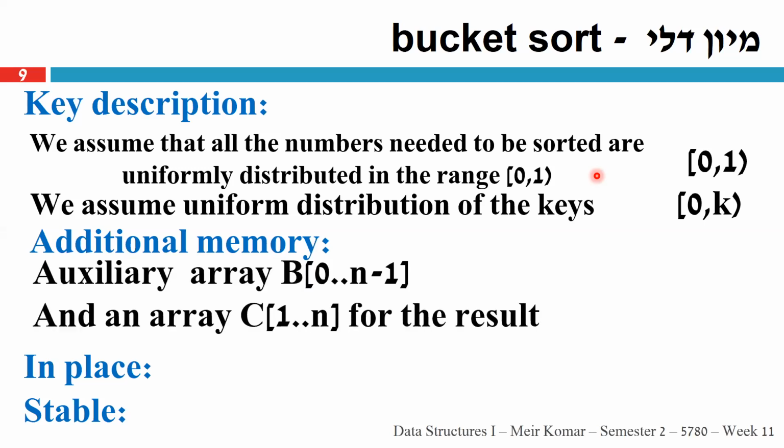So the array here is going to be reversed. The auxiliary array will be called B, from 0 to n minus 1, n being the number of elements in A, our original array. And C is where we're going to have the answer. In place, obviously not. And I'm already telling you now, it is stable.